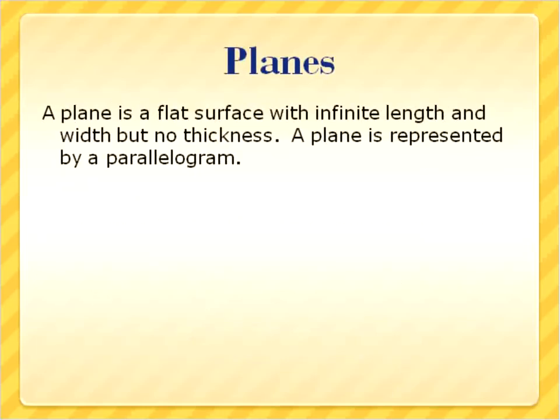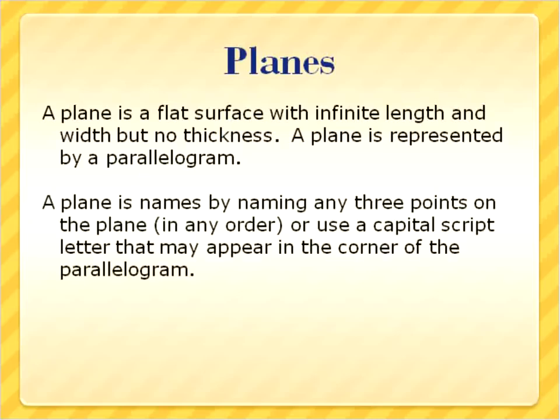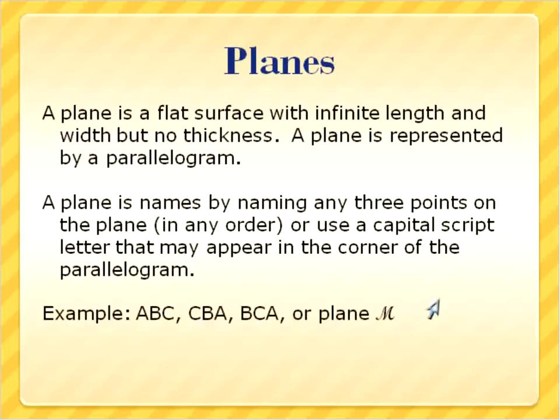The third part here is a plane. A plane is a flat surface with an infinite length and width, but no thickness. It's usually represented using a parallelogram. We name a plane by any 3 points that are on that plane in any order. So you can use 3 capital letters, or you can use a capital script letter like this. It kind of looks like cursive.